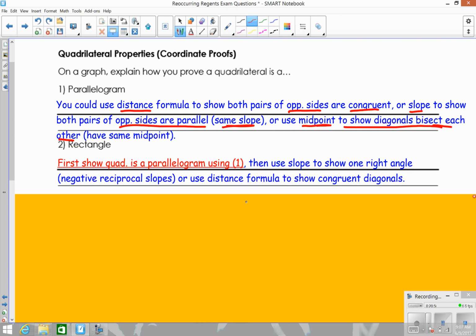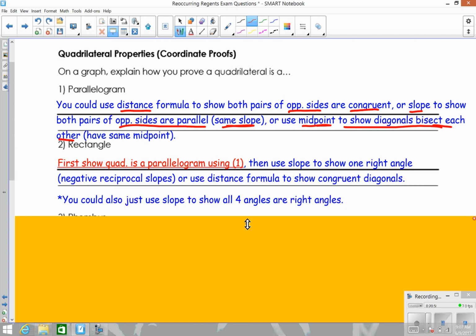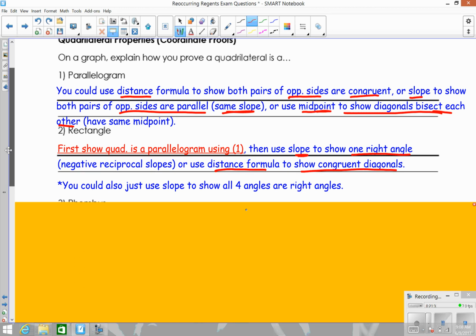To show that you have a rectangle, you have to first show that it's a parallelogram. So think about the flow chart. It starts with a parallelogram, then it goes down to a rectangle. So since it passes through a parallelogram, you have to first show it's a parallelogram. Then you can show that it has one right angle, and to do that, you would use slope, or a Euclidean proof some other way with perpendicular lines to prove that you have a right angle. Or you can use the distance formula. Once it's a parallelogram, you can use the distance formula and show that the diagonals are congruent. That would make it a rectangle, because that's the unique property for a rectangle.